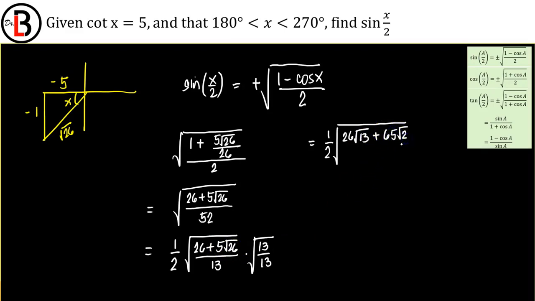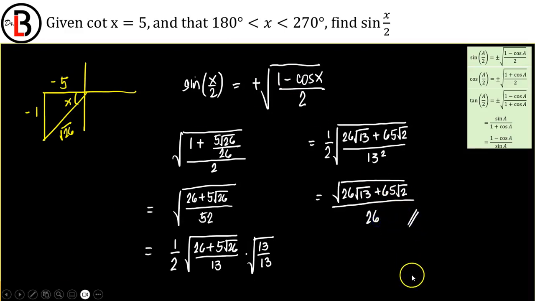And then you're left with the square root of 2. And then the bottom, that's going to be 13 squared. Or what I can do here is the square root of 26 square root of 13 plus 65 square root of 2 all over. There's 13 squared and 2, so that's over 26. It's going to be positive.